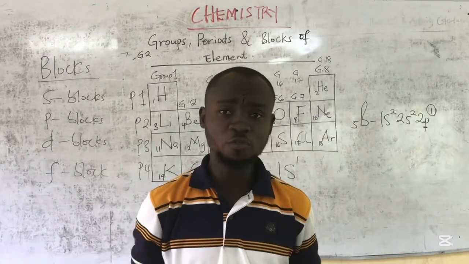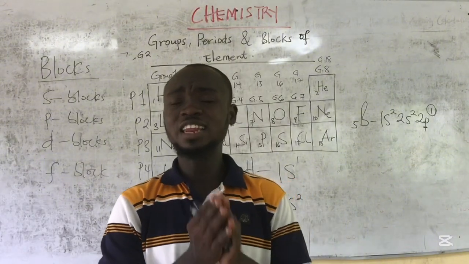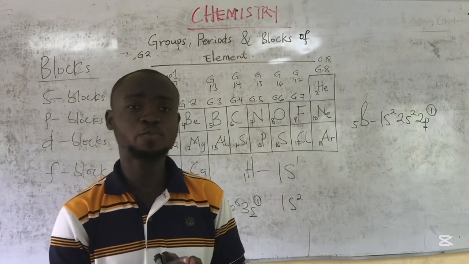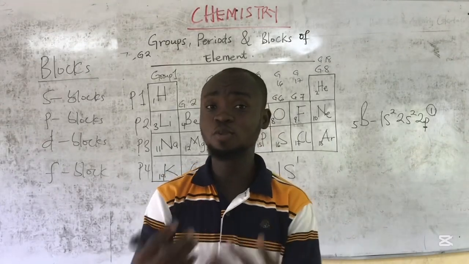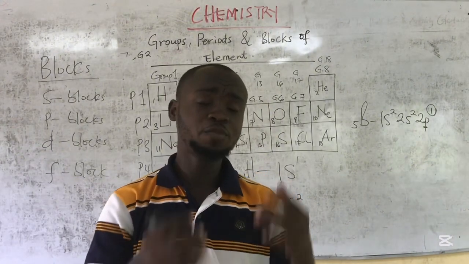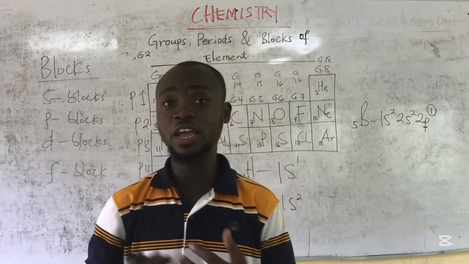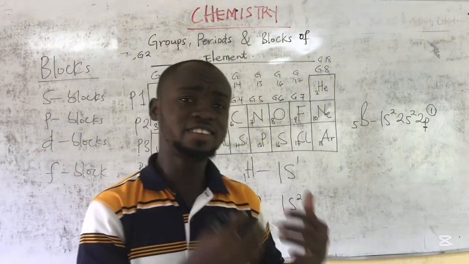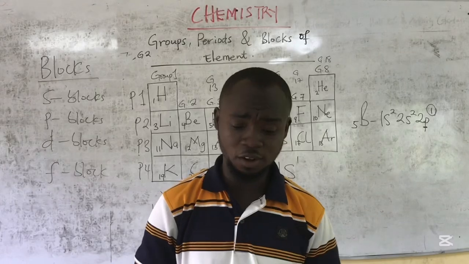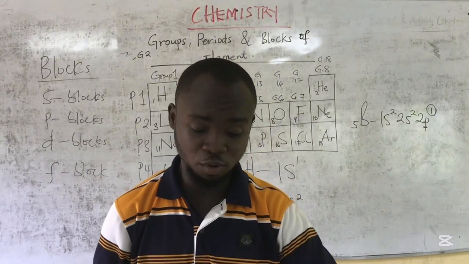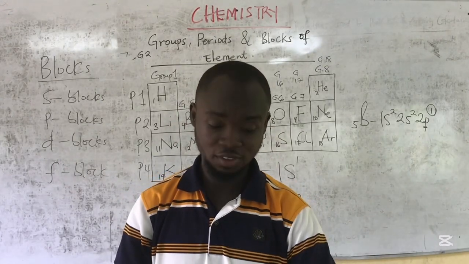So for the blocks of elements, when the valence electron or the last electron is present in that orbital: if it is present in the s orbital, it is an s block element. If it is present in the p orbital, it is a p block element. If it is present in the d orbital, it is a d block element. If it is present in the f orbital, it is an f block element as well.